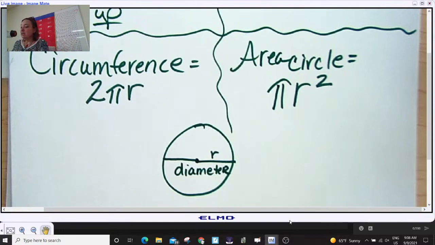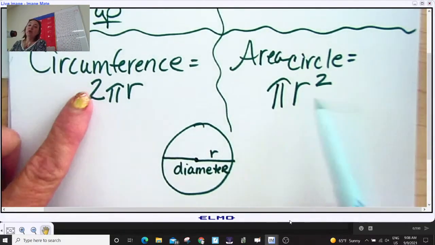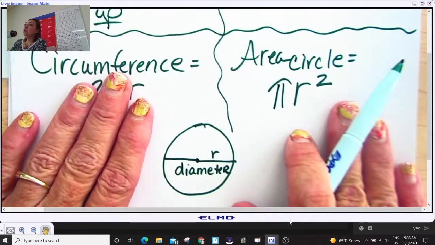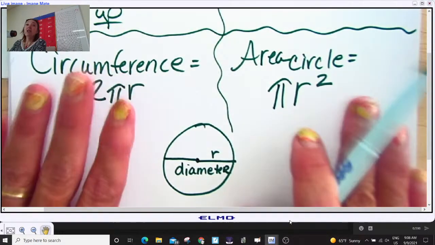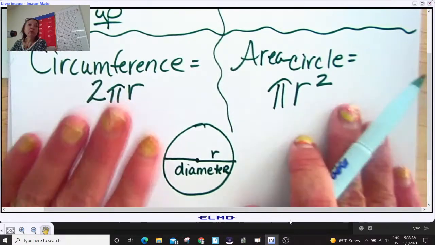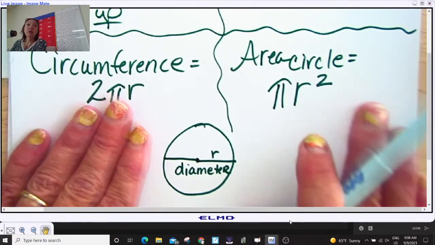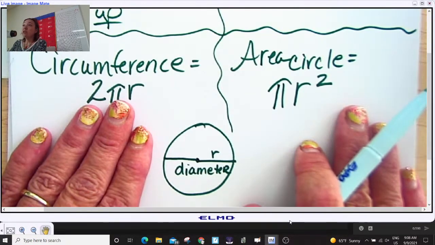Okay? So that circumference and area of a circle, y'all have done this. I'm not going to beat a dead horse and go over and over this, okay? You need to learn them. You need to learn which one is which. And you need to be able to use them. But we're going to do it so much this year, you're going to be sick of it. All right?